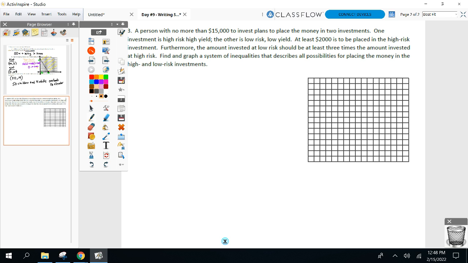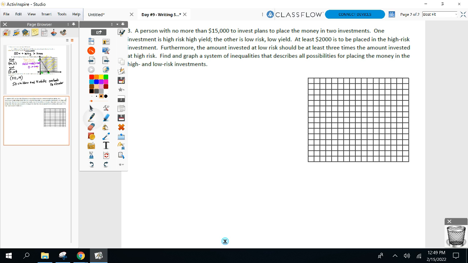Lot going on. Just go ahead and read through it. I don't want to read it to you. Go ahead and read through this investment stuff. There's a lot going on. Let's talk about your money. Where could you put your money?